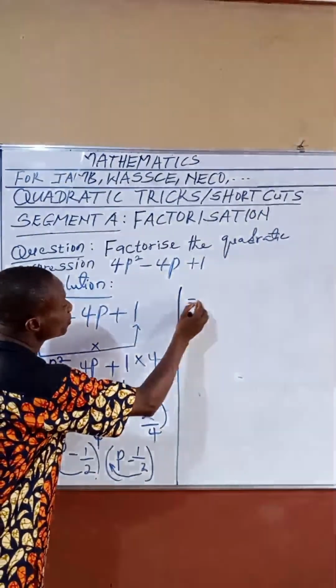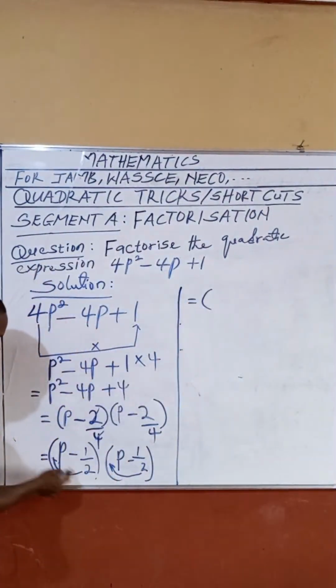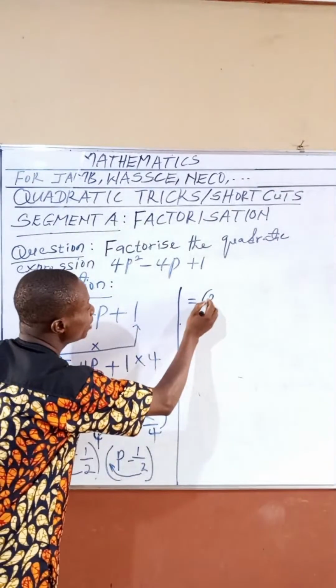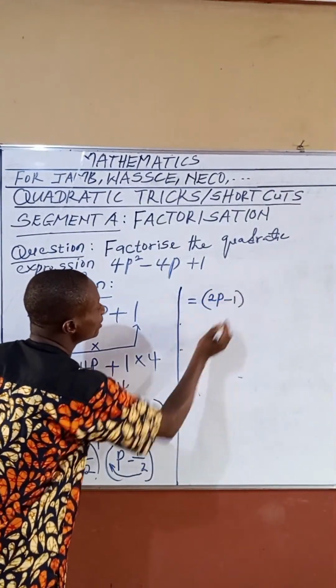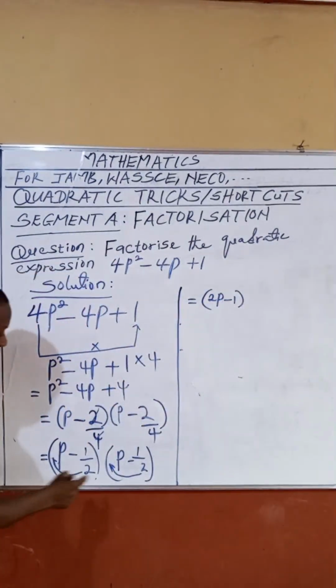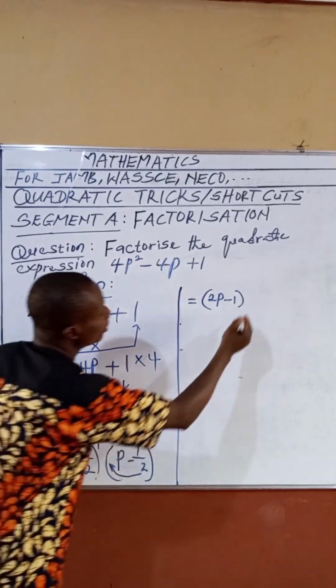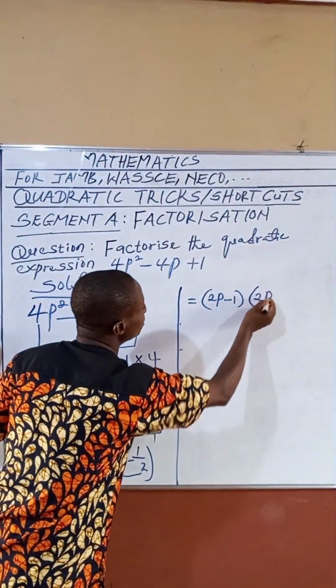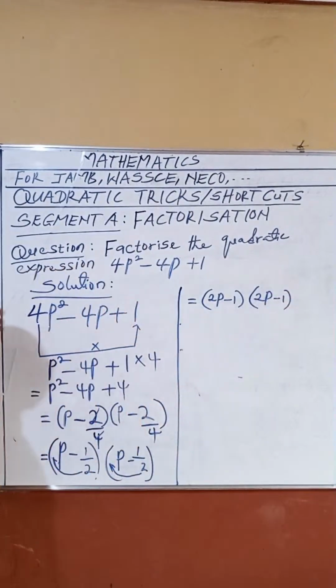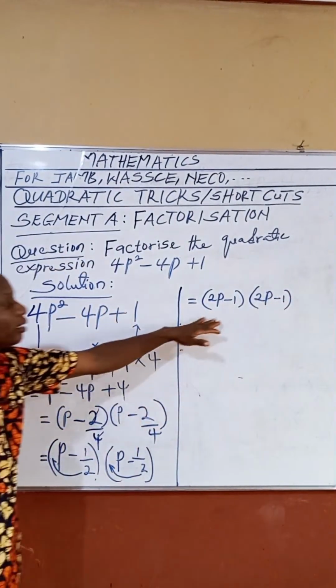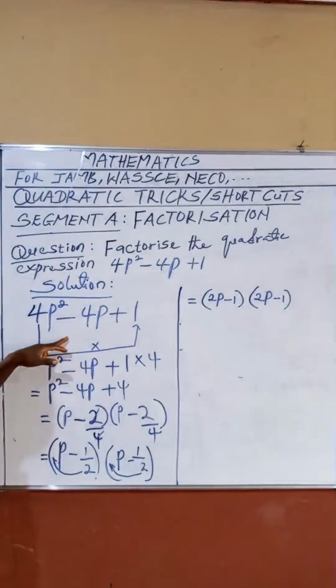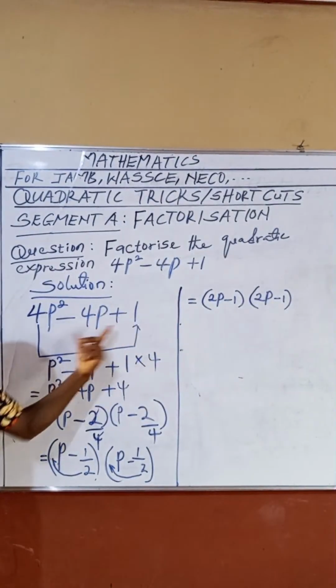So this becomes 2p minus 1. That's what we have here. Then we also have 2p minus 1 here. That is 2p minus 1. So this is the answer you will present for this. When you factorize this, you get this.